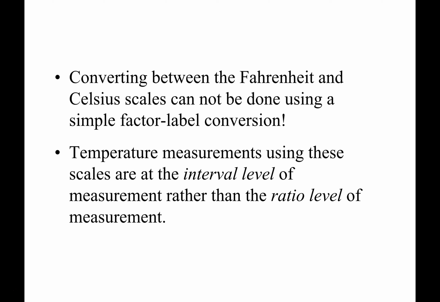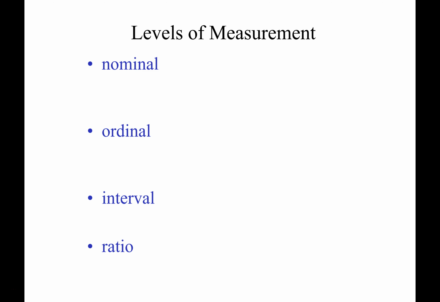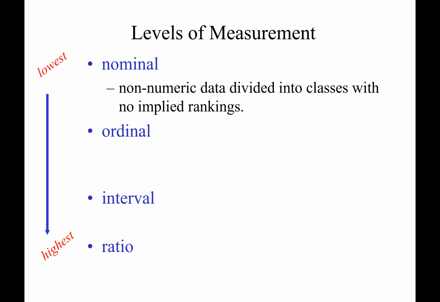So yeah, they're pretty good. Fahrenheit and Celsius are pretty good, but Kelvin is the best. It's ratio level. So what do I mean by measuring things and having different levels of measurement? These are actually listed from least sophisticated to most sophisticated.